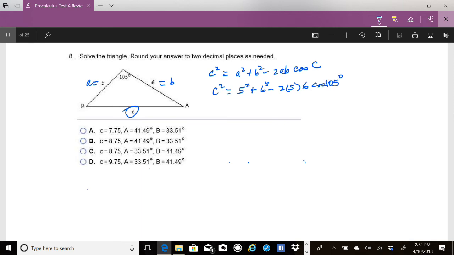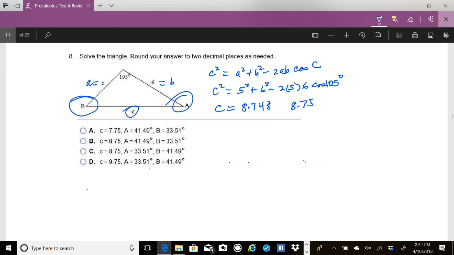And then calculating C squared and then taking the square root of that, we get 8.748, which we'd round off to 8.75 to the nearest hundredth. So we have A, B, and C. Let's now calculate angle A.